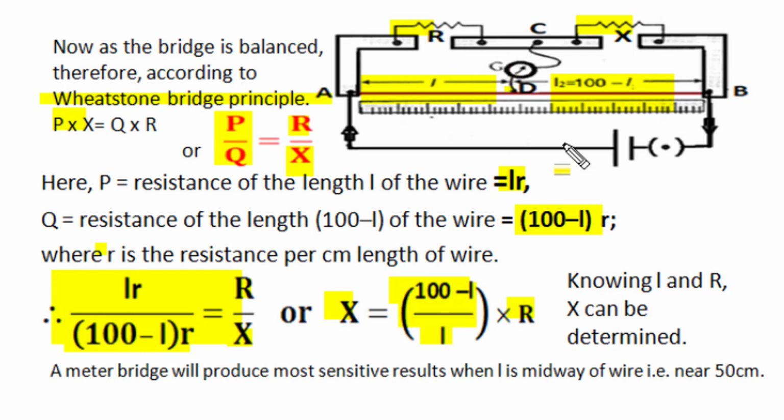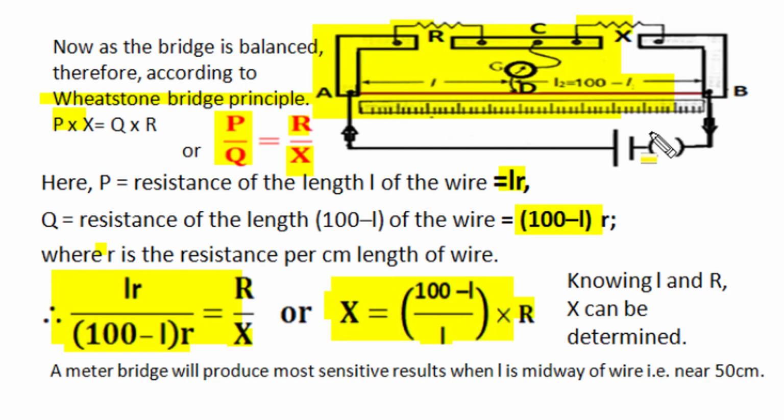So we can say known and unknown resistance got the same ratio as this sliding jockey contact produces ratio of lengths L and remaining length 100 minus L. So by the knowledge of balance length L and known resistance, we can find out unknown resistance X.